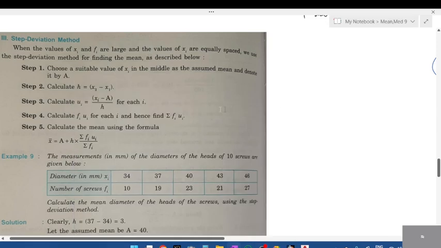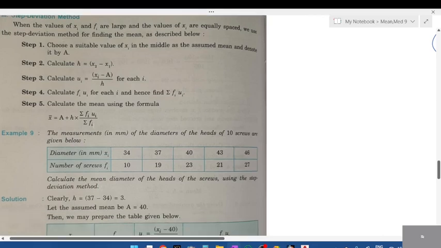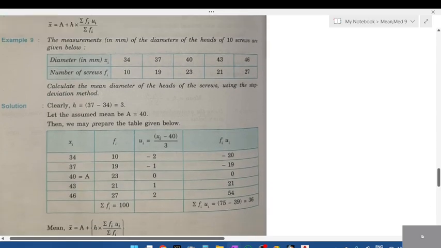Okay, before that, can you see this last question in your textbook? Step deviation method. They have given one question. You'll have one question, students. Go through that. Can you see what they've written here? 34, 37, and what have they assumed A to be? Can someone tell me what is the A value? What is the assumed mean value? 40.